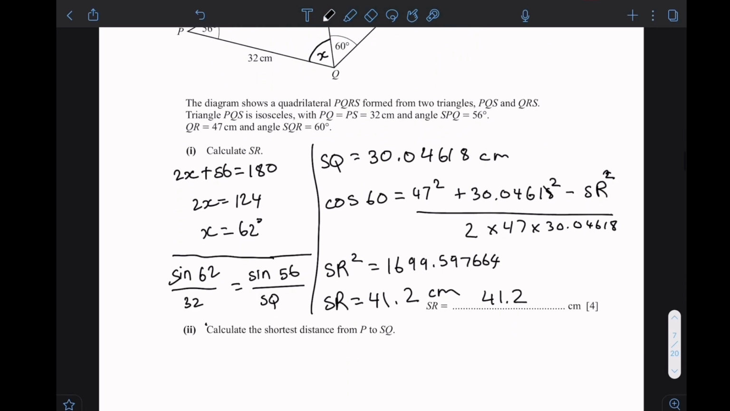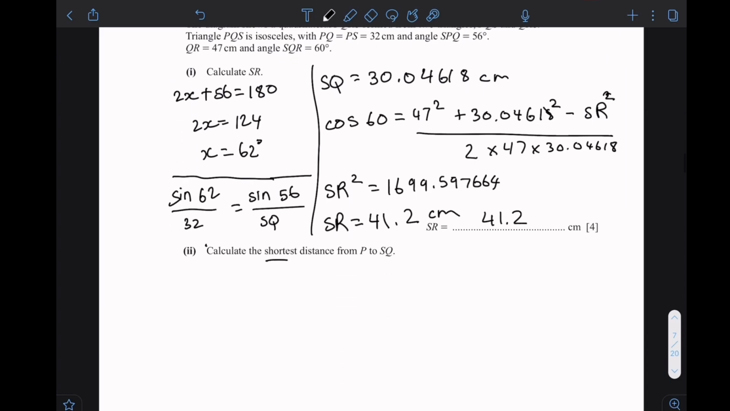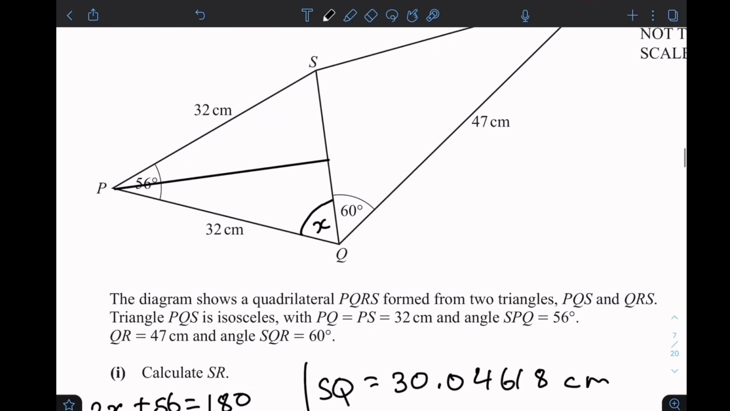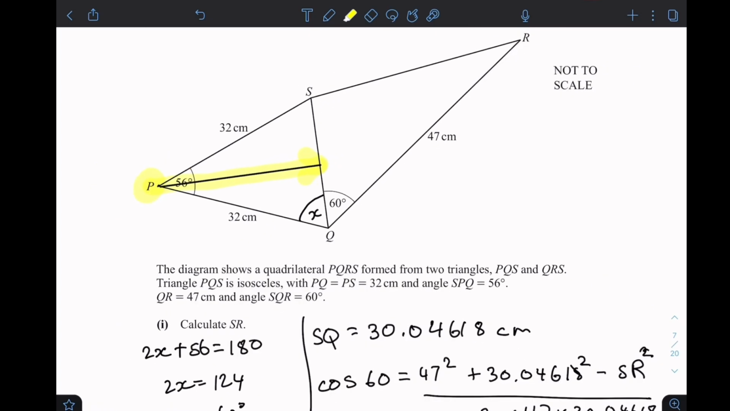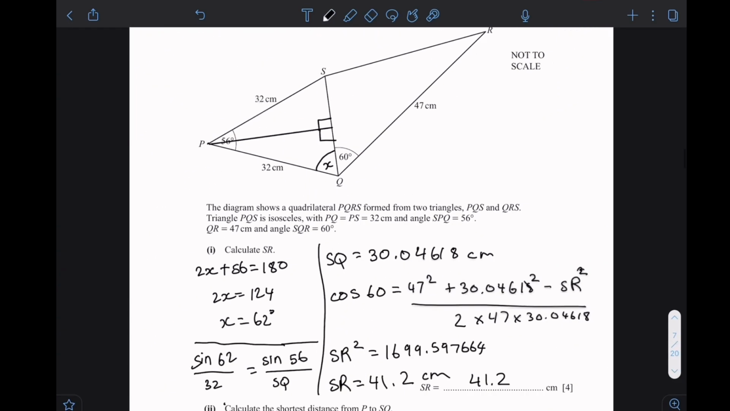Calculate the shortest distance from P to SQ. So whenever it says shortest distance, that means this line from P should go past SQ like that, and it is perpendicular to this line, okay? So that's that. And now we know the angle for this is 62 degrees, right?